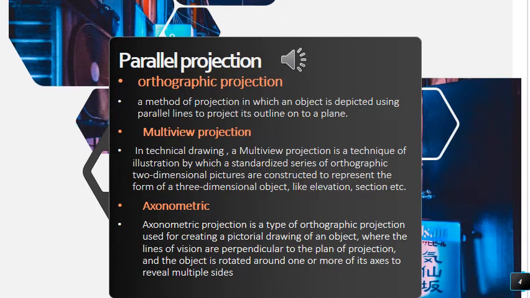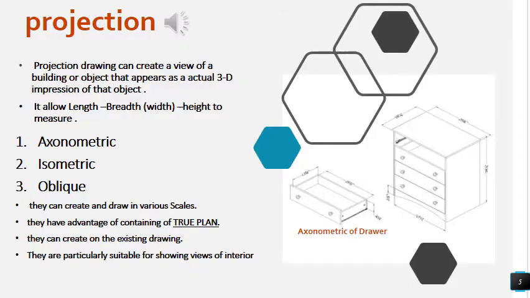In all three, we have to understand all the details of the object which we are designing. So these all play an important role in highlighting the details of the object. Let's discuss purely the projection. A projection drawing can create a view of a building or object that appears as an actual 3D impression of the object. That shows the complete 3D of the object.